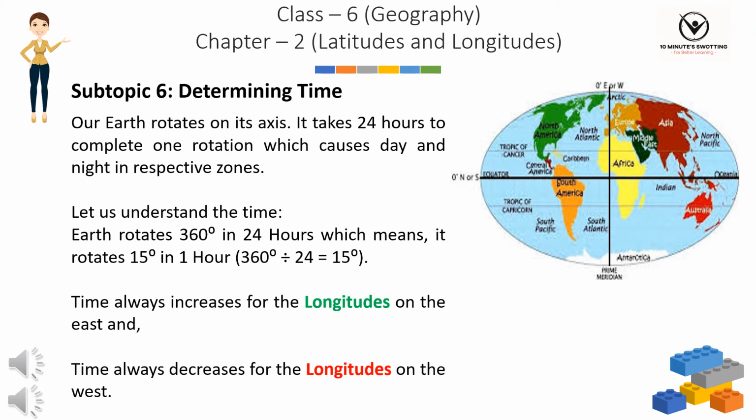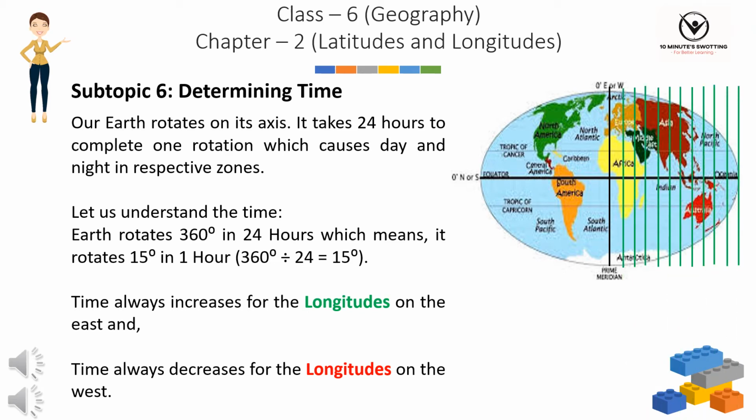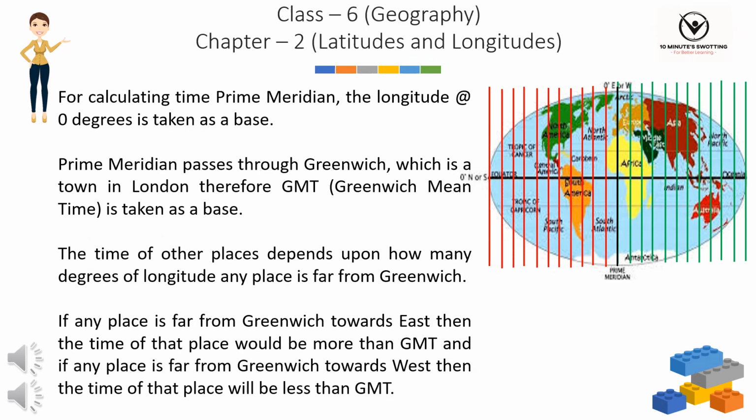Time always increases for the longitudes on the east and time always decreases for the longitudes on the west. For calculating time, the prime meridian, the longitude at 0 degrees, is taken as a base. Prime meridian passes through Greenwich, which is a town in London. Therefore GMT, Greenwich Mean Time, is taken as a base.